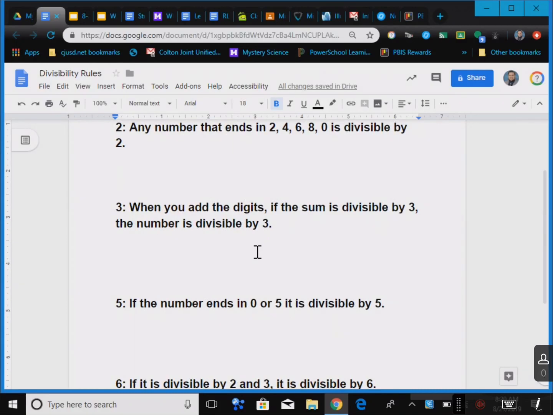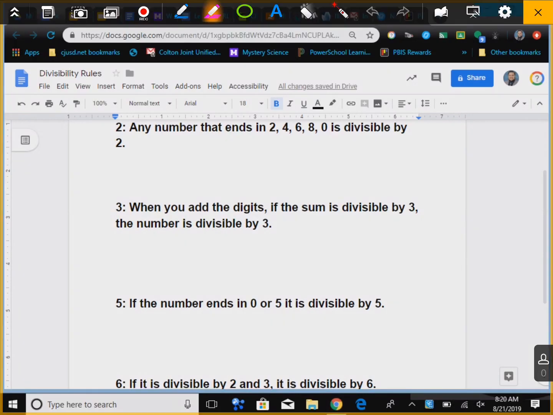You just look at a number like 440 and say, if I add this up, is it divisible by 3? 4 plus 4 plus 0 is 8. Nope, that's not divisible by 3. So 440 isn't divisible by 3. You just have to add the digits up. It's really not that difficult, but it might take some time to understand and practice.